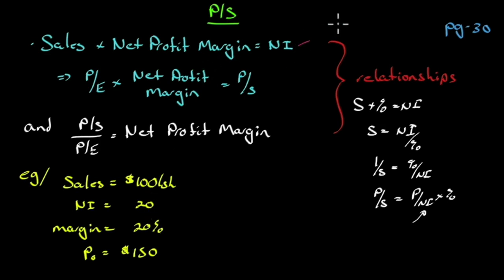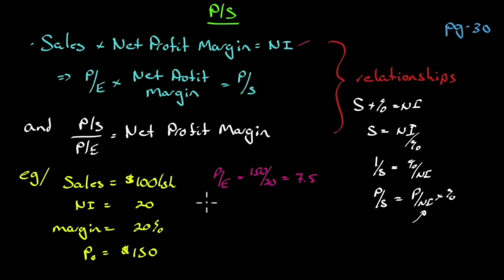So I think that was the easiest one to check. Let's look at the PE ratio of the company as it stands. Our price per share is $150. Our net income is 20. We get 7.5. There's our PE ratio.